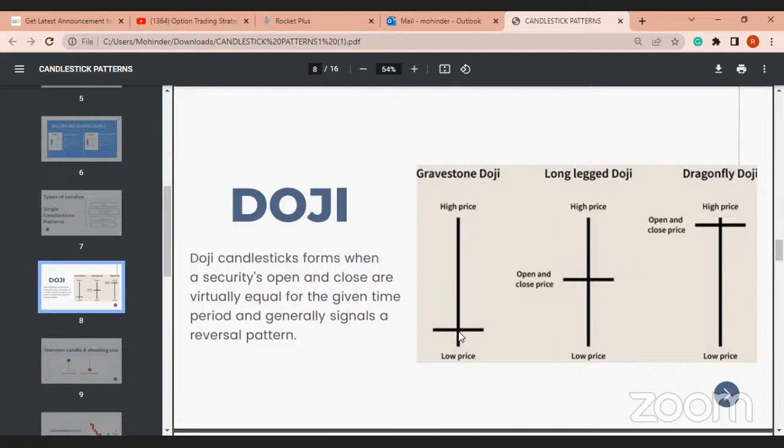So which means that the involvement of sellers is more. So this candle indicates that more selling will be happening and the market will have a bearish sentiment from there onwards. And exactly the opposite of the gravestone Doji is the dragonfly Doji.